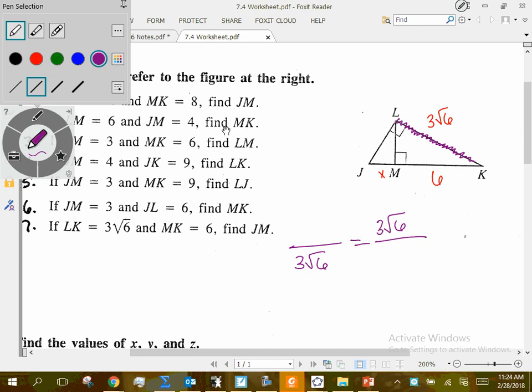Okay. Now it's the leg between the whole hypotenuse, right? What would you call that whole hypotenuse? X plus 6. And then the portion of the hypotenuse that is touching the leg that we used. So that would be 6, correct?